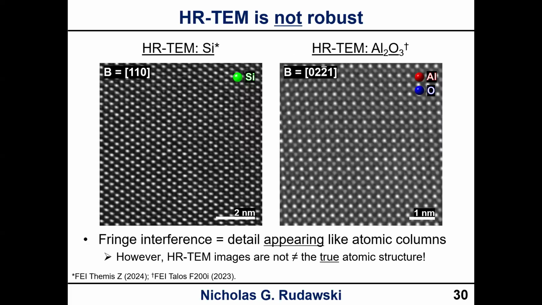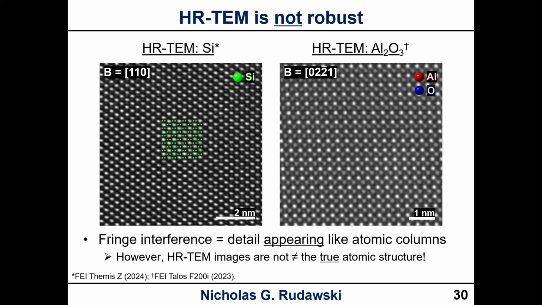So here's proof of this lack of robustness, and I actually showed this very slide when I did the webinar back in May. This is high-res of silicon along 110, and if we project the atomic structure onto the high-res image, we can see that it looks nothing like the image. And in fact, I don't even know if that placement is correct. I just guessed, but the point is we're seeing interference of fringes, and in this case, it doesn't look anything like the structure.